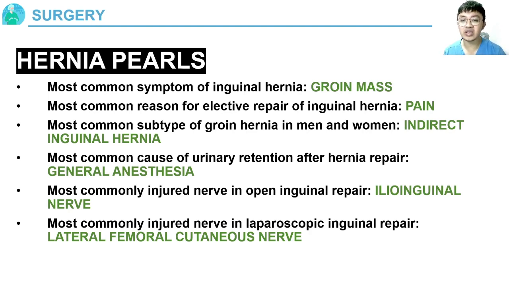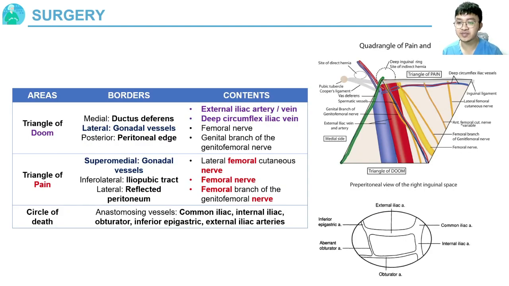Direct hernias are common in elderly patients because it's usually due to weakness of the abdominal wall, as compared to the patent processus vaginalis defect for indirect hernia. In women, femoral hernias are associated with women, but still in women, the most common overall is indirect inguinal hernia. So don't get confused. The most common cause of urinary retention after hernia repair is general anesthesia. The most common injured nerve in open inguinal repair is the ilioinguinal nerve. And the most commonly injured nerve in laparoscopic inguinal repair is the lateral femoral cutaneous nerve.